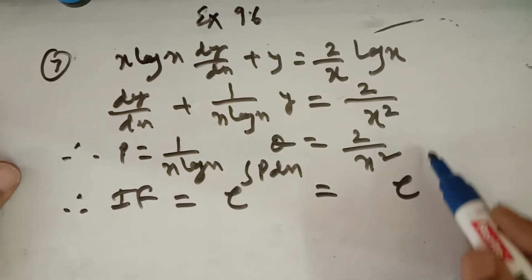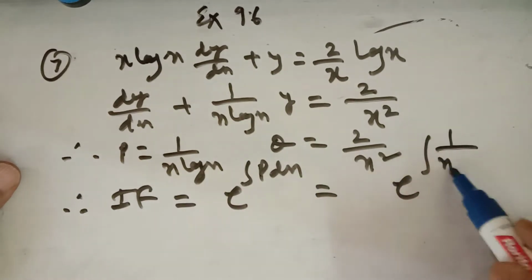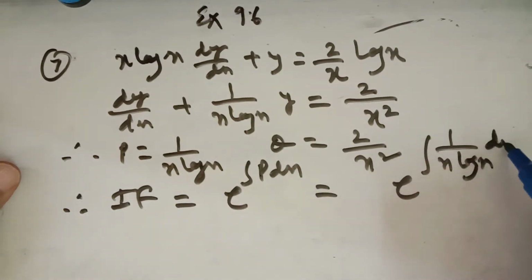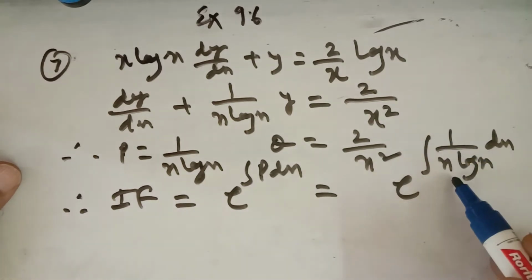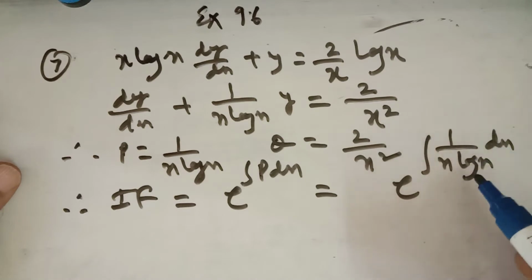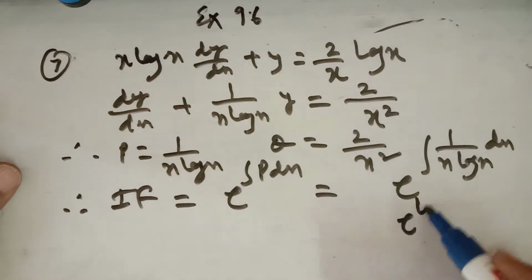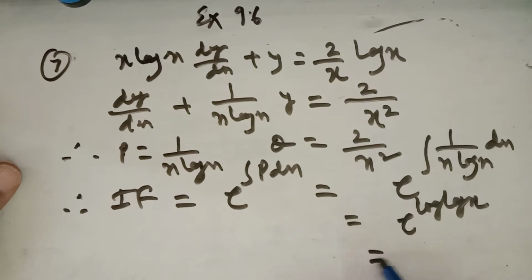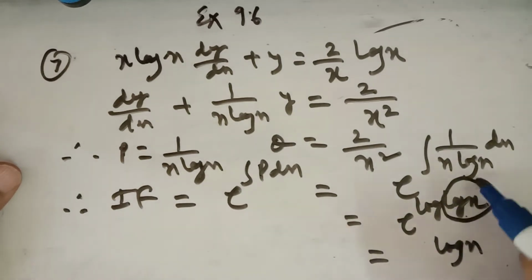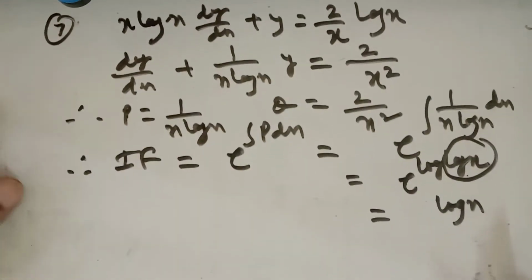Now what is the value of p? P here is 1 upon x log x, integrated with respect to x. Now you can integrate this; you can take your own time to find the integration of this. If you let log x equal to t, this 1 upon x will be cancelled out and it will be only 1 upon t, and the integration of 1 upon t will be log t, that is e to the power log log x. Then e to the power log of log x will be equal to log x. So this is the integrating factor.